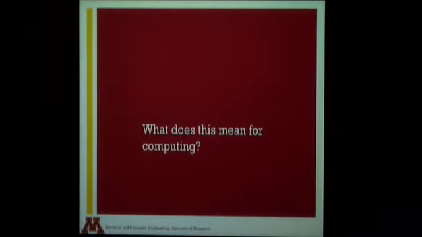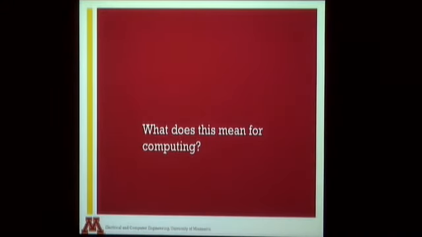So I can talk about some more work that we did. I can talk about the pros, cons, the immediate next step, the challenges, and so on. But I think I'll discuss a little bit about what this can mean for computing. Just want to open up that discussion, open up some ideas.